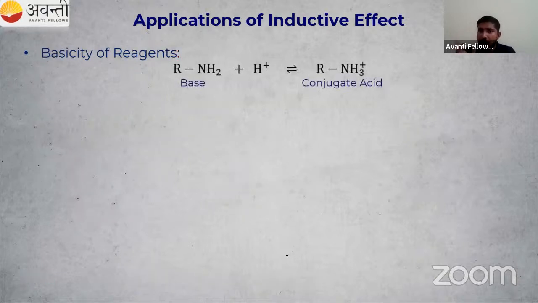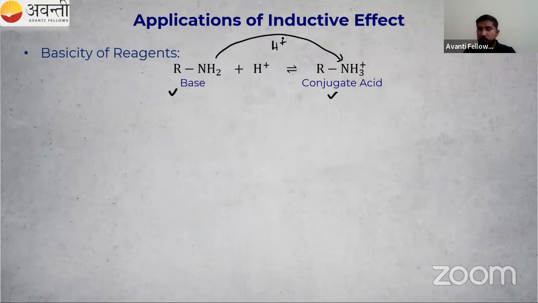So I have a base, RNH2. It is taking one H plus, and what is formed? RNH3 plus. So there is a positive charge present. So this is our base, and this is our conjugate acid. So what is the difference between base and conjugate acid? They differ by one H plus. So we are adding one H plus to RNH2.